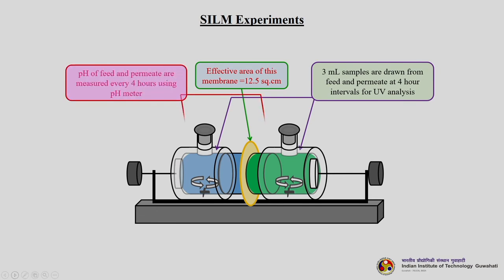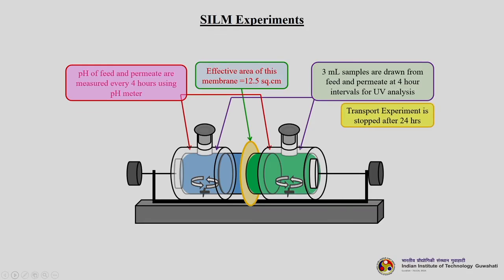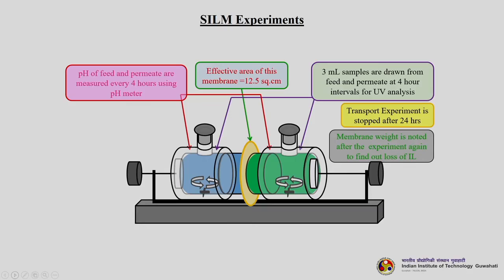Okay. Then the pH of the feed and permeate are measured every 4 hours using a pH meter, because since endosulfan is moving, the pH of the feed as well as the receiving phase keeps on changing, so we need to adjust that. We have adjusted the pH, and we have also done some control experiments without adjusting the pH. The transport experiment is carried out for 24 hours, then the membrane weight is noted after the experiment again to find out the loss of IL, to understand how effective these supported ionic liquid membranes are.